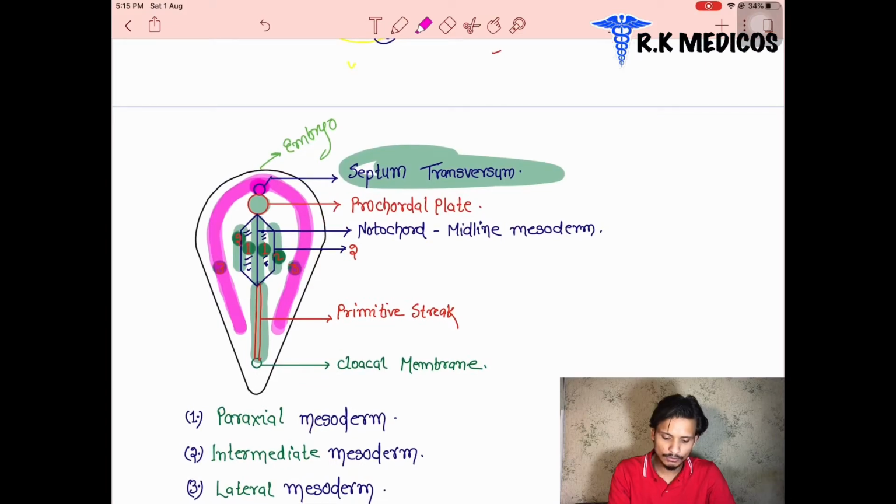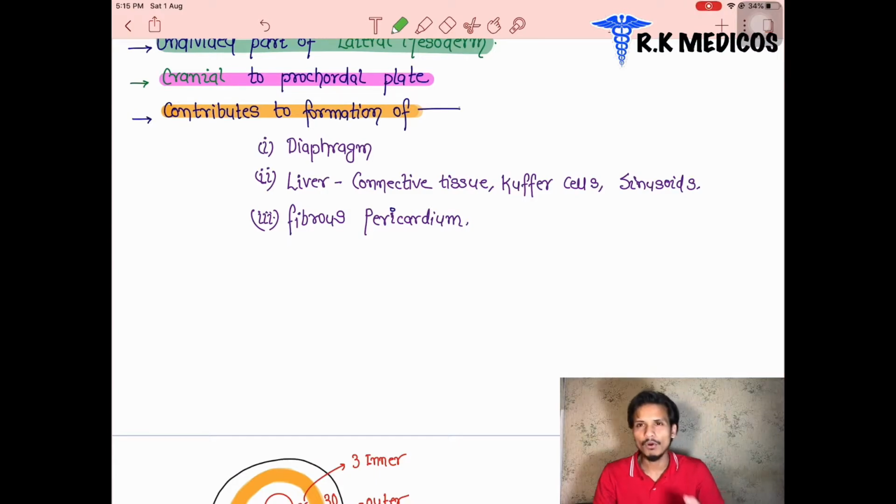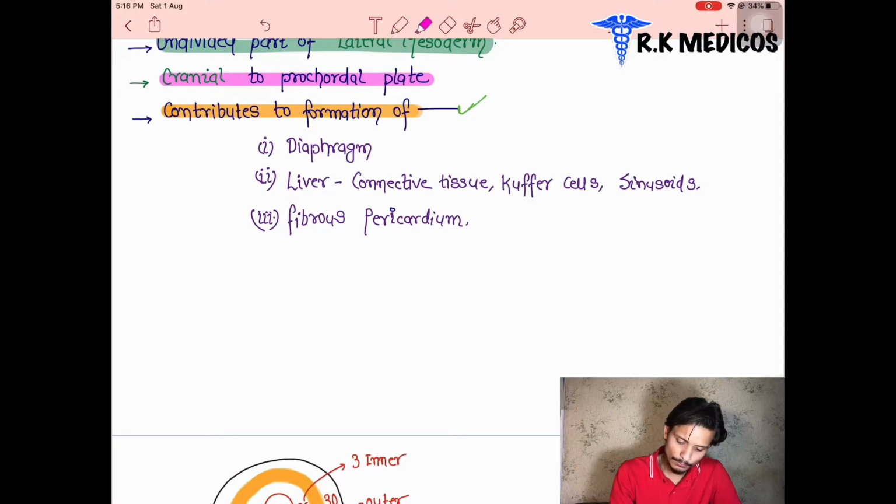Prochordal plate is also towards the cranial end. Next point we can see here, they contribute to the formation of what in the embryonic condition in the third week? There are some structures going to develop. What are the structures going to develop from this septum transversum? The first structure going to develop from there is the diaphragm. Our diaphragm is also developed from here, that is the septum transversum.